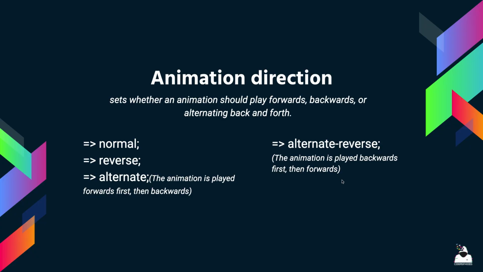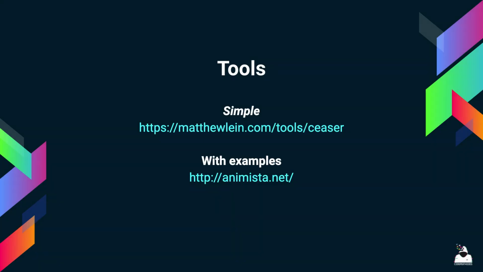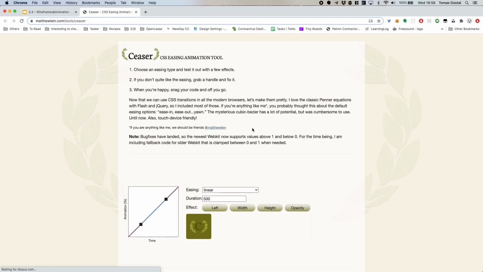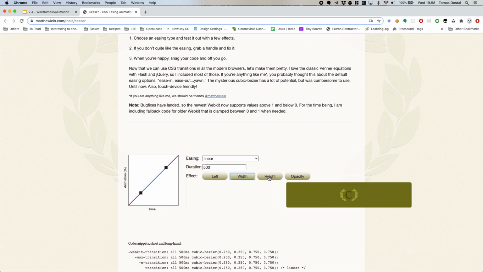Animation direction, you can go either from 0% to 100%, or you can go from 100% to 0%. And then the play state, you can have either running or paused. So if it's actually running or if it's pausing. Again, there are some websites that will give you more introduction into what happens. So you can see they will give you different examples of what you can do with animations.